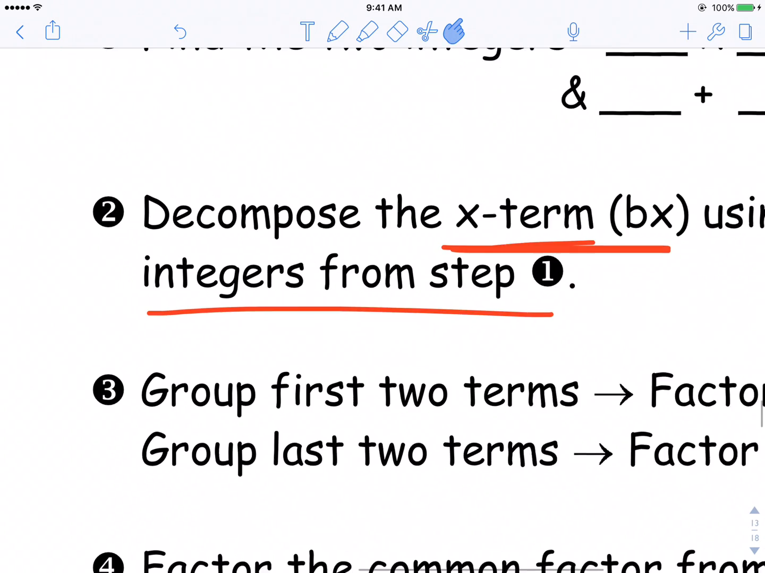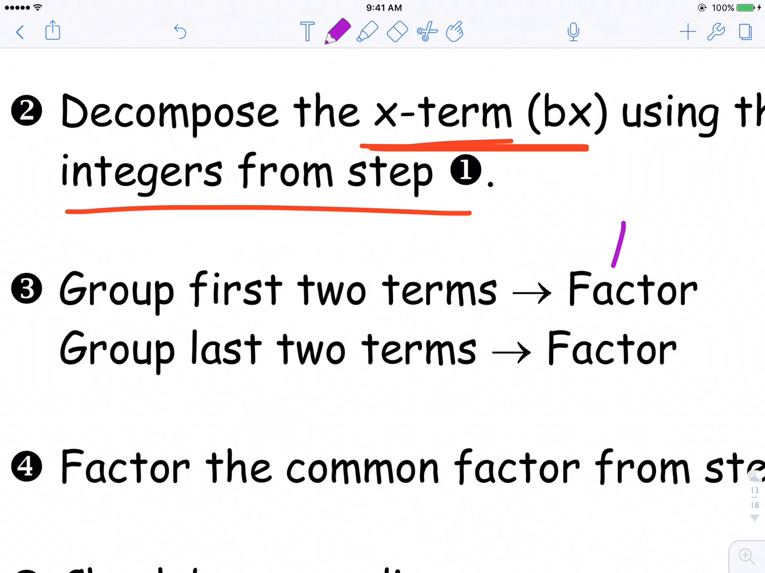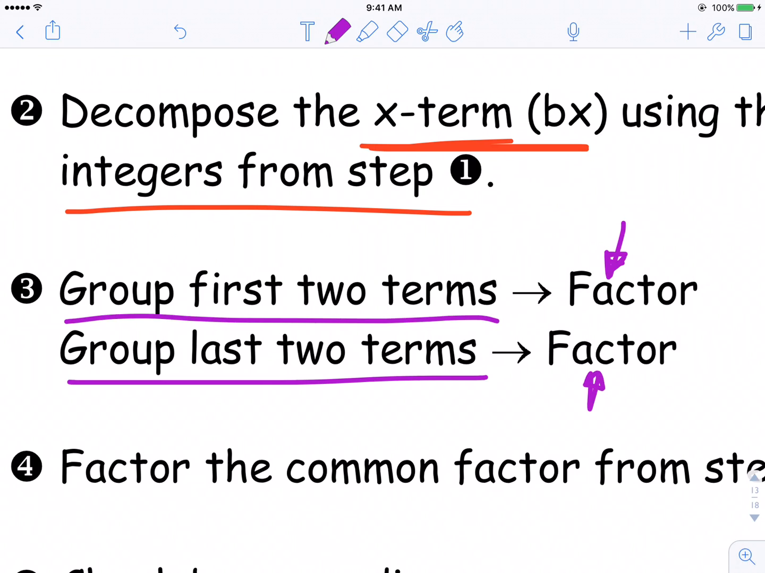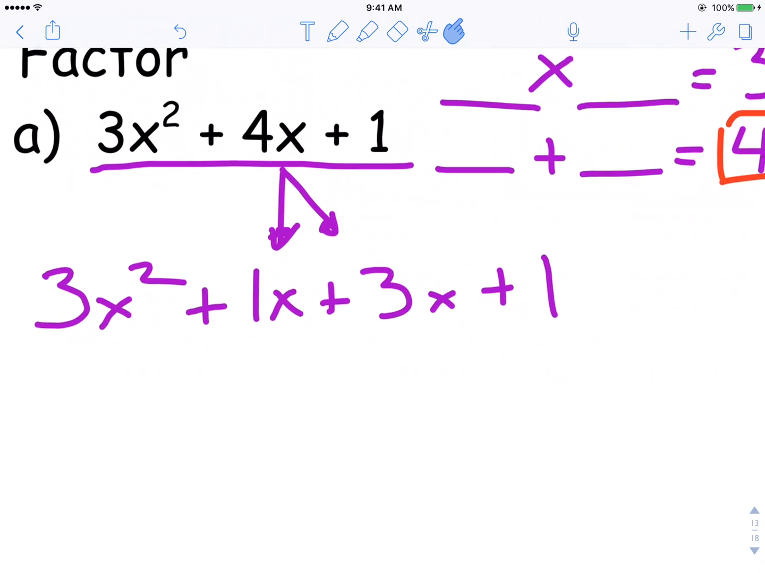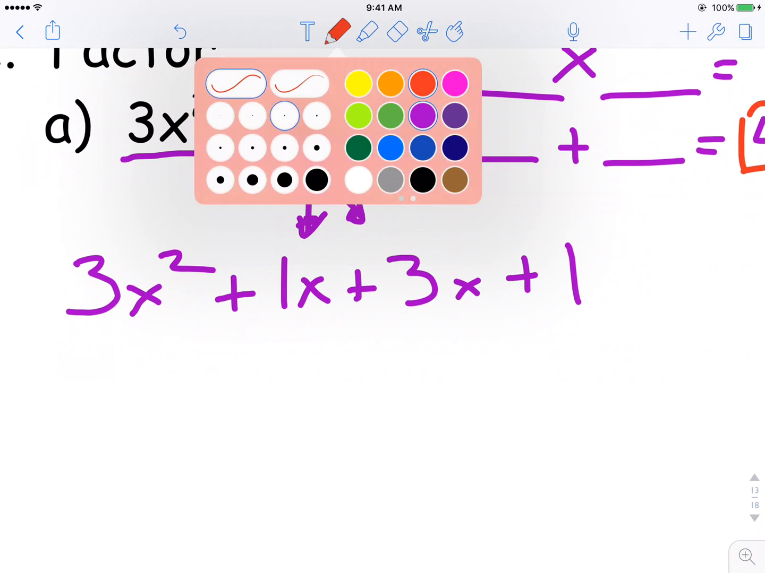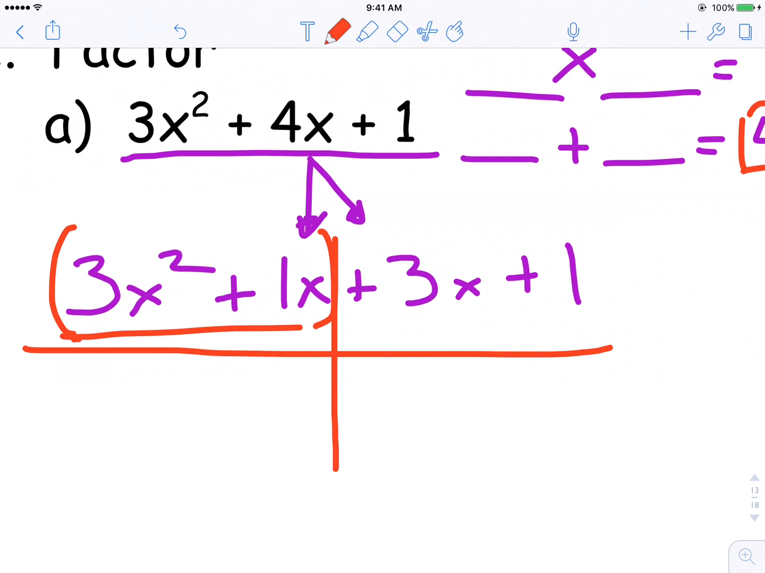Next, group the first two terms and find a greatest common factor. Group the last two terms and find a factor. What we used to call this, way back in the day, was T factoring, because I could very simply just draw a T. You may still see this some places, but this is also referred to as factor by grouping. So I group these first two terms, 3x squared plus 1x.